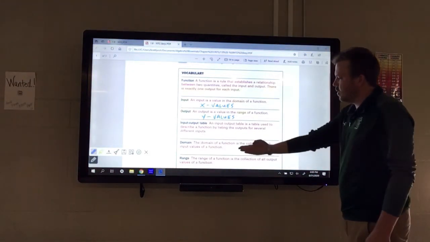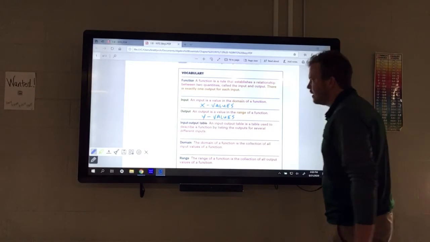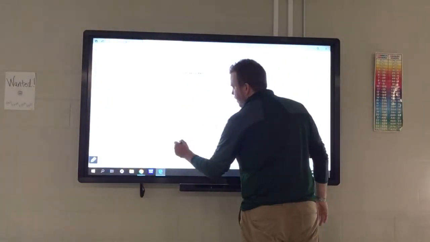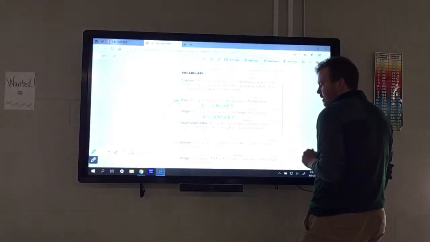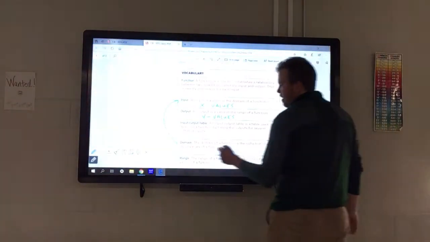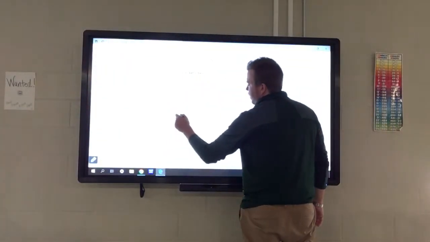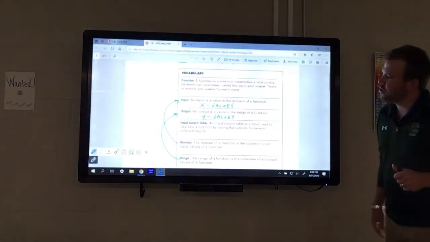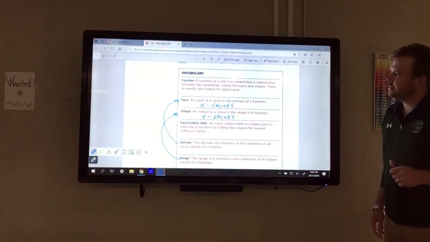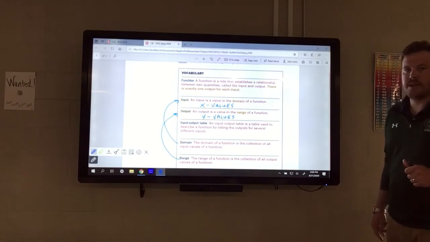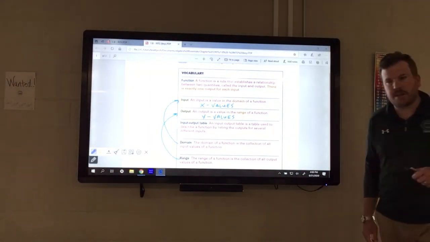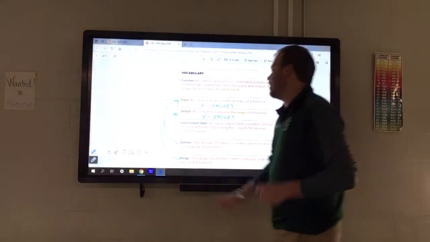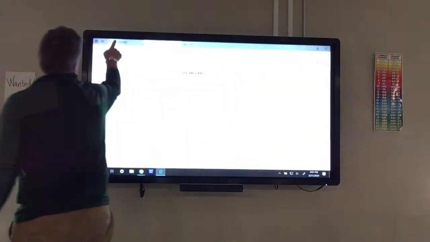Domain of function. The domain of a function is the collection of all input values of a function. So again, domain goes with input, and then range. The range of a function is the collection of all output values of a function. Domain goes with input, range goes with output. Lots of very important vocabulary there. Let's start by creating an input-output table.